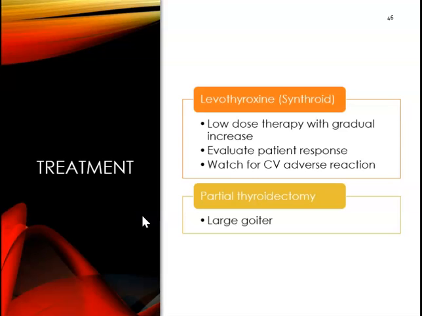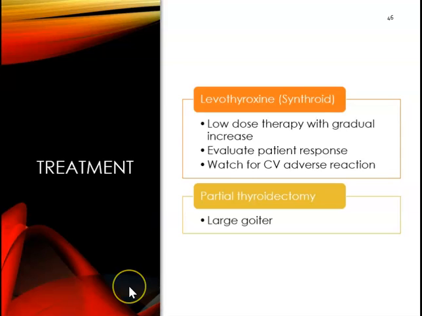So hypothyroidism is treated with medications that will replace the TH. Levothyroxine or Synthroid is going to be the treatment of choice. Low-dose therapy will be initiated that gradually increases T4 levels. They're going to evaluate the patient responsiveness to the medications and monitor for any cardiovascular issues such as chest pain, dyspnea, and tachycardia. This is going to enhance the effects of Coumadin because it speeds up clotting factor.